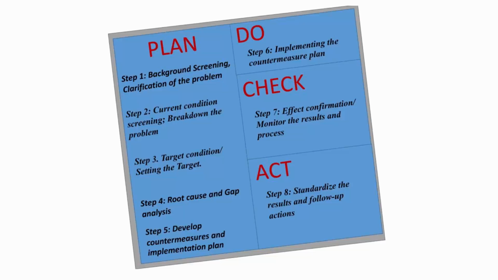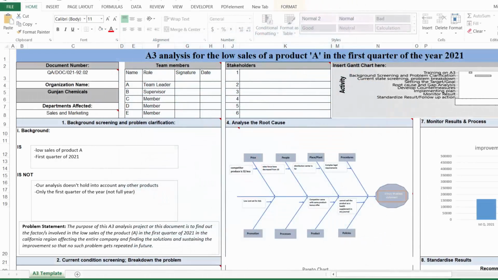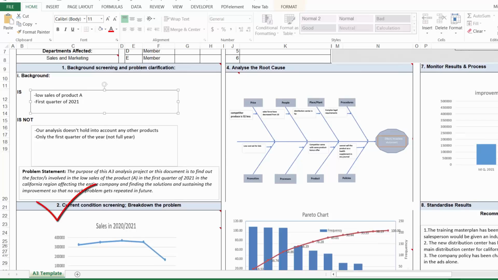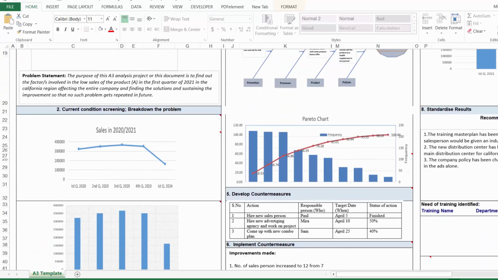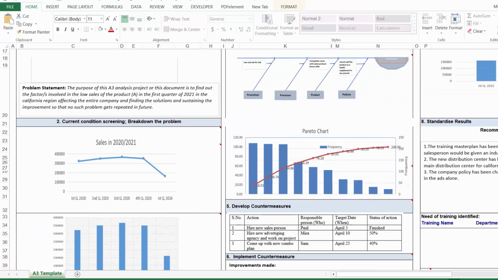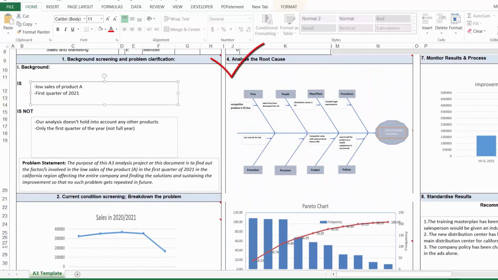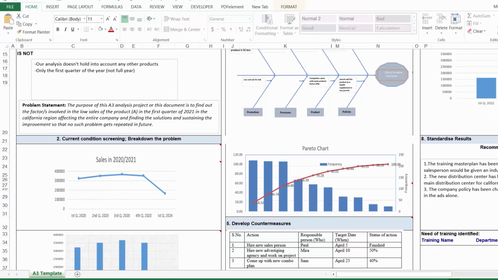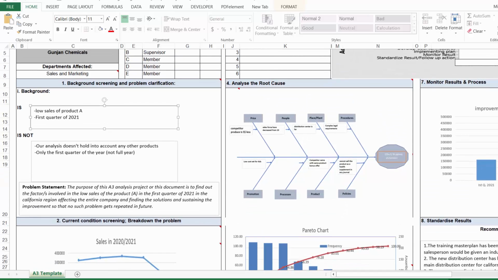So in the plan phase of the A3, we have 5 steps. We have background screening and problem clarification. We have current condition screening and breaking down of the problem. And we set the target. We then analyze the root causes and develop the countermeasures in the plan phase. So basically, what you see here is we are planning about everything to find enough information about the problem. Good planning is everything in any improvement project.